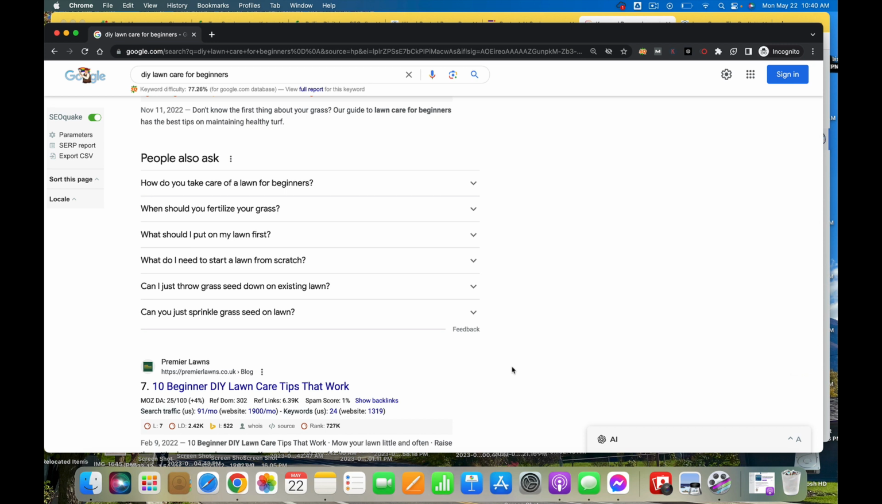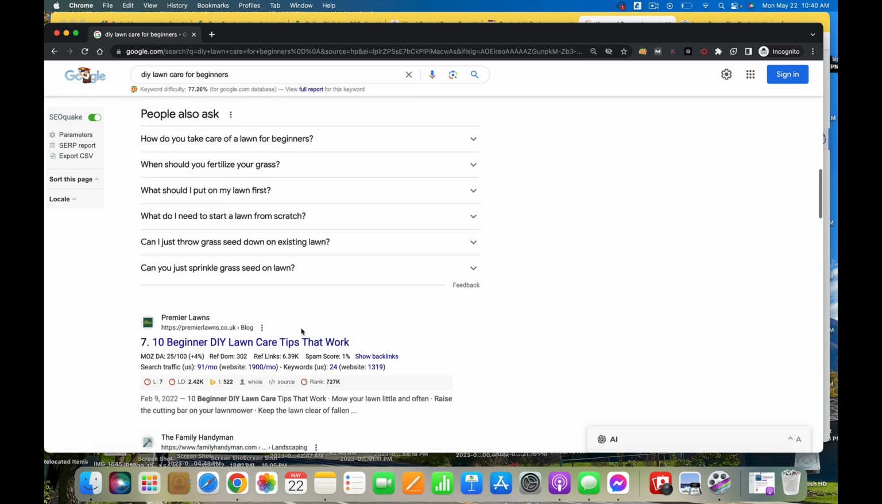It's common sense questions that you ask yourself about what people would ask and where it fits into your structure on the blog. Here's some more that came up. Can I just throw grass seed down on existing? These are great for later on, which we're not going to go into right now.